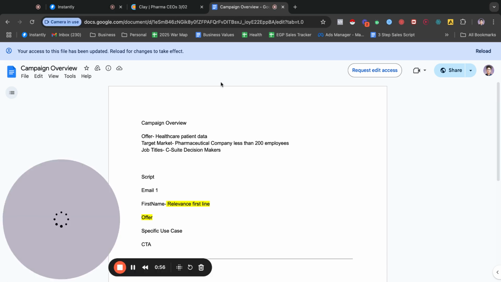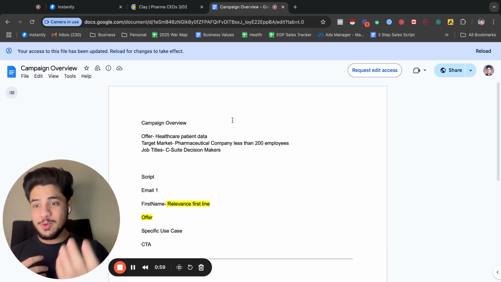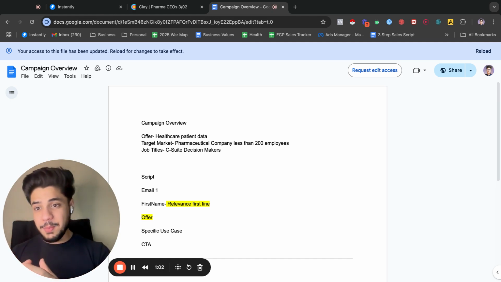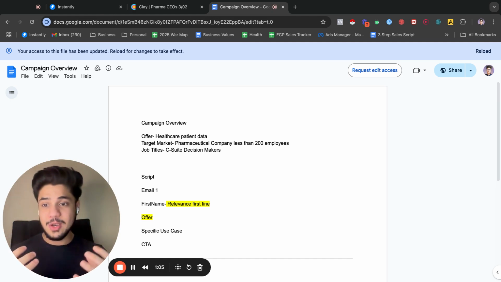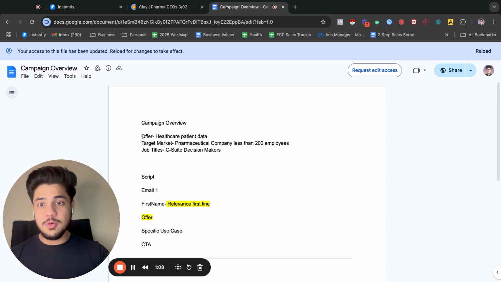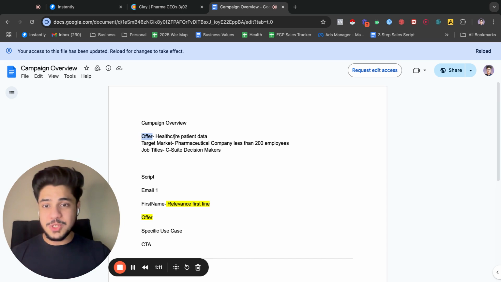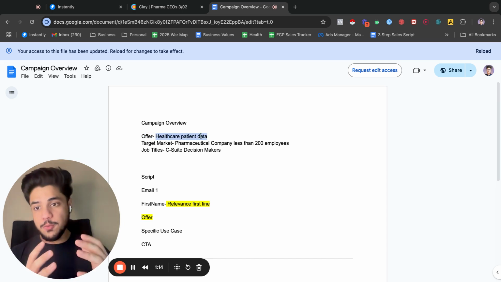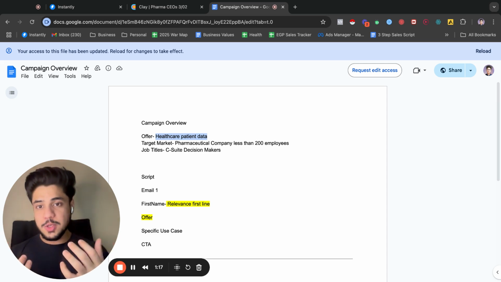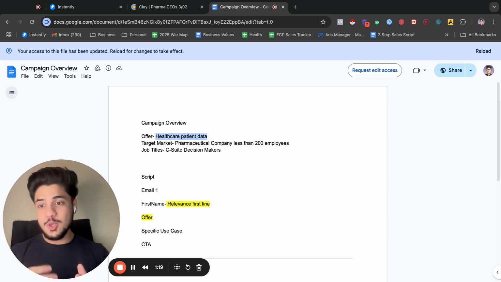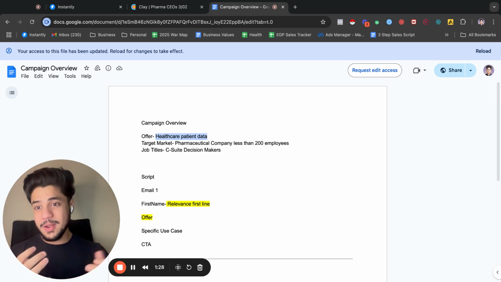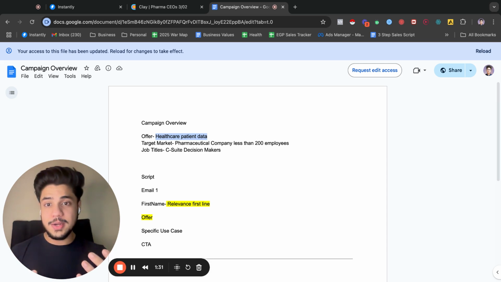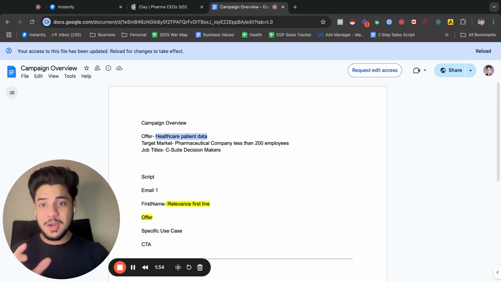So let's dive into the overview: what is the background of this client, what is their offer, what is our target market, and what job titles we are reaching out to. The main offer that they have is healthcare patient data, and the main value proposition is real-time patient data, which can be used by companies to make decisions on their marketing and sales front. So it's more of a market research data which gives them insights to make more educated decisions on their marketing campaigns.